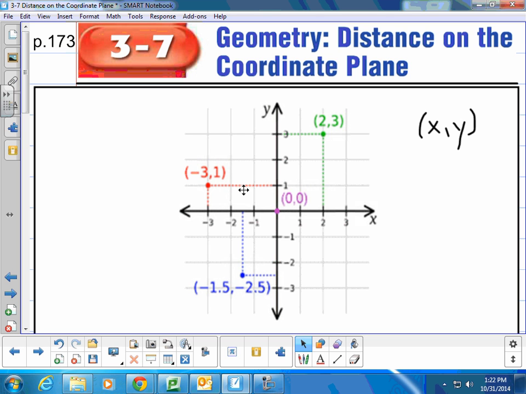So if I were to plot this point negative 3, 1, since negative 3 is first, I actually go 1, 2, 3 to the left and 1 up, and that is why its coordinate is negative 3, 1. For positive 2, 3, I go to the right 2, up 3. For negative 1.5 and negative 2.5, I go to the left 1.5, and down 2 and 1/2.